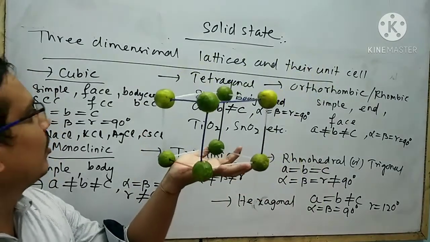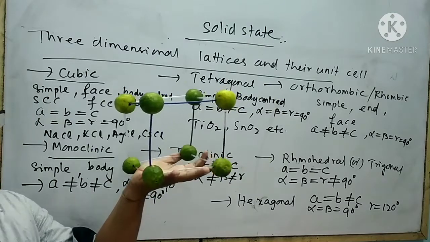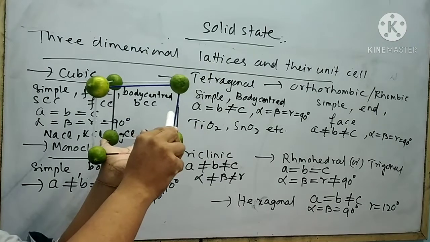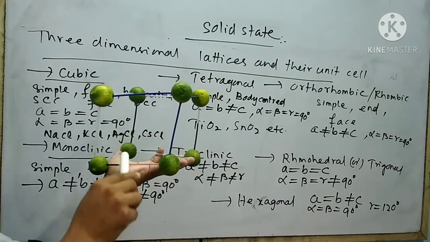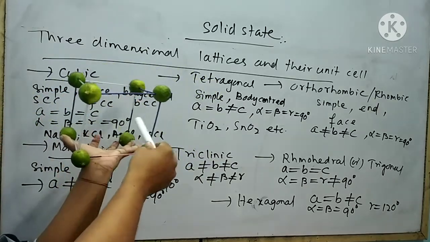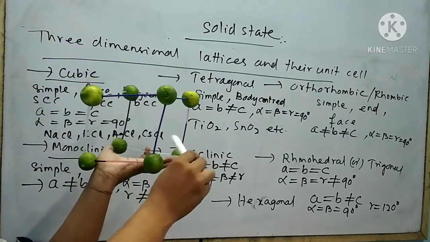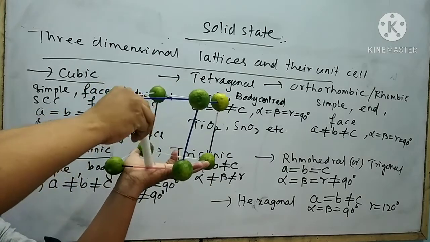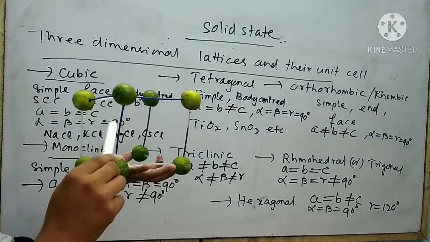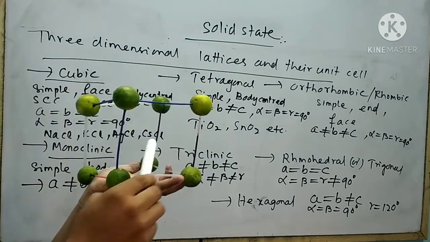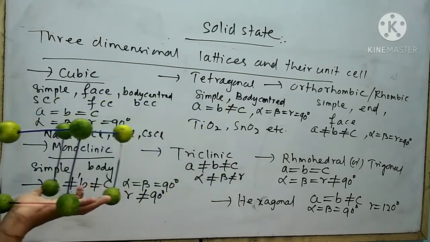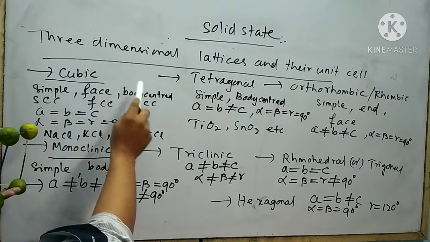Look at that, this is your cubic unit cell. In this case, suppose this is your a, this is your b, this is your c. Here a equal to b equal to c. Suppose this is your alpha, this is your beta, this is your gamma. This angle is called alpha, this angle is called beta, this angle is your gamma. In the case of cubic, here a equal to b equal to c, alpha equal to beta equal to gamma equal to 90 degrees. Here we can form simple, face, body.